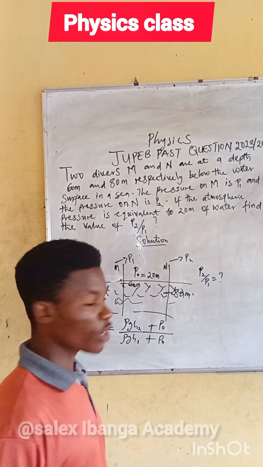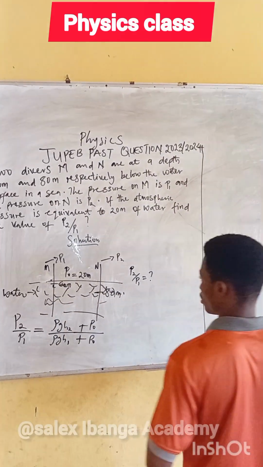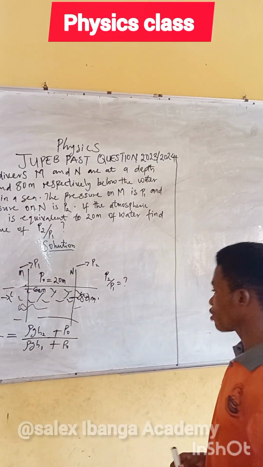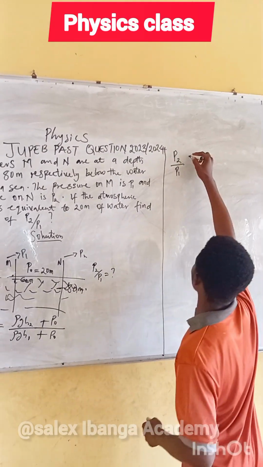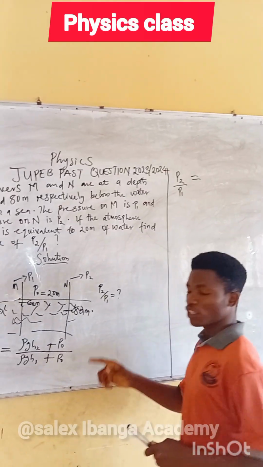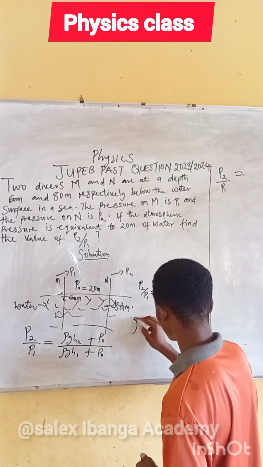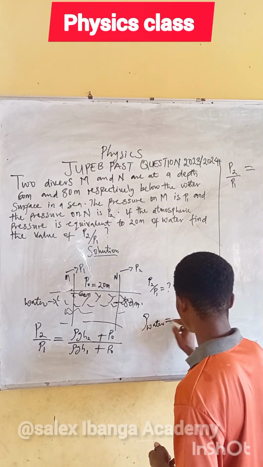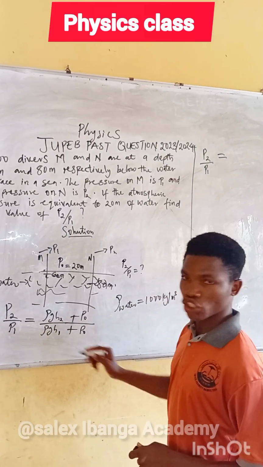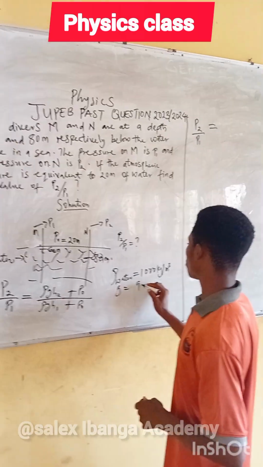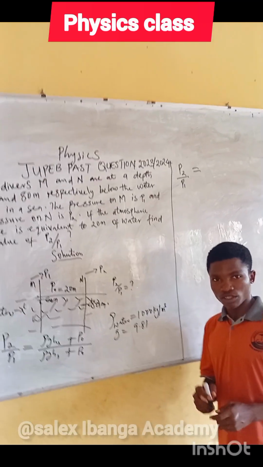So let me quickly take my solution to this side. Let's see what we have. Following this formula, we have P2 over P1. Remember, the density of water, I know it's not stated in the question, but it's constant. The density of water is given to be 1000 kilogram per meter cube. Our g, acceleration due to gravity, 9.81, is constant.